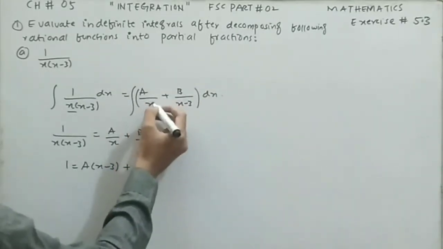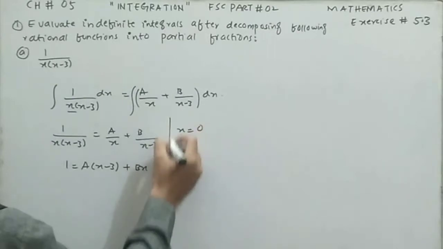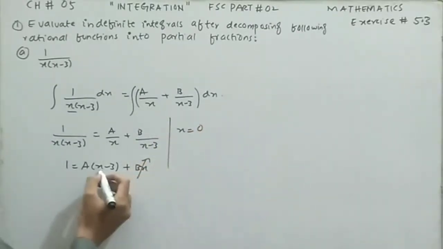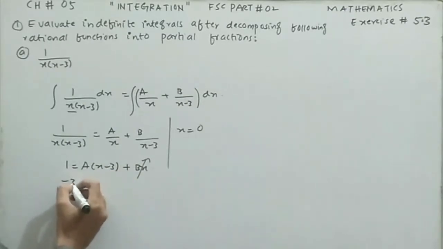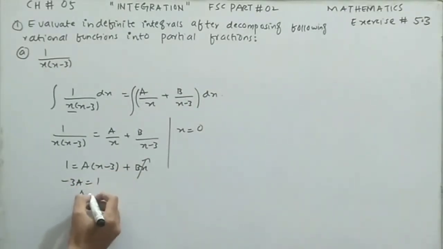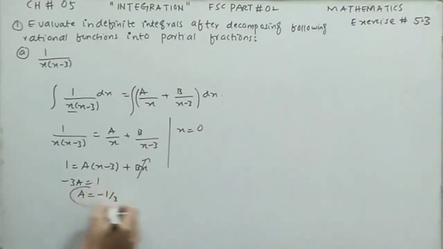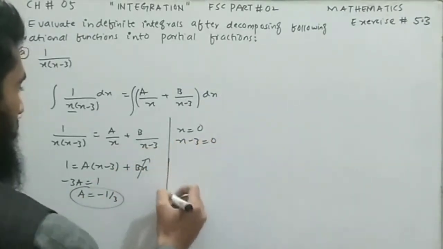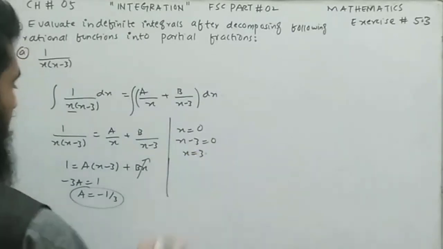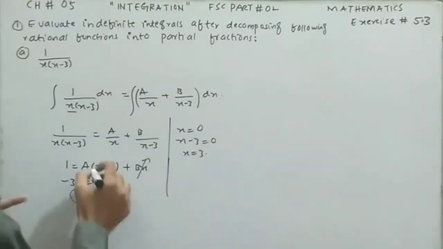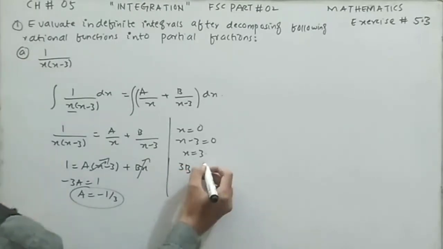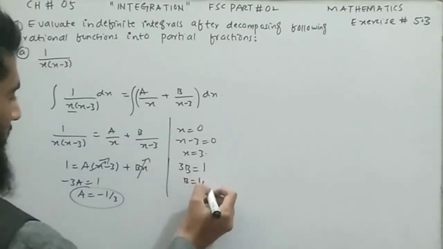Now from over here, x is equal to 0. So by putting x equal to 0 over here, this term cancels out. Over here by putting x equal to 0, it becomes minus 3a is equal to 1. So the value of a is minus 1 by 3. Now from over here, x minus 3 is equal to 0, so the value of x will be 3. By putting x equal to 3 over here, it gives us 0. And by putting x equal to 3 over here, it becomes 3b is equal to 1. So the value of b will be 1 by 3.